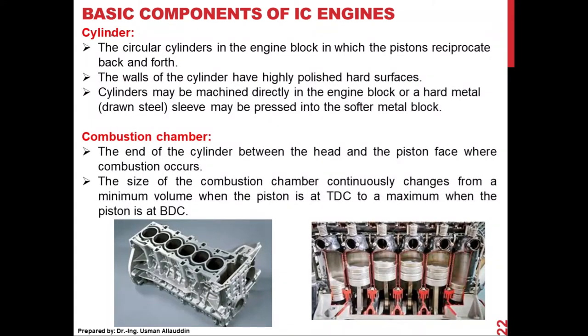Now the fourth basic component of the internal combustion engine is the cylinder. These are the circular cylinders in which the piston moves back and forth. The piston does the reciprocating motion. So this component is called the cylinder. Like this engine has 1, 2, 3, 4, 5, 6 cylinders, and the pistons are moving up and down. Normally, the surfaces of the cylinders are made a polished hard surface, so that the friction is reduced and the piston moves back and forth with very little friction.